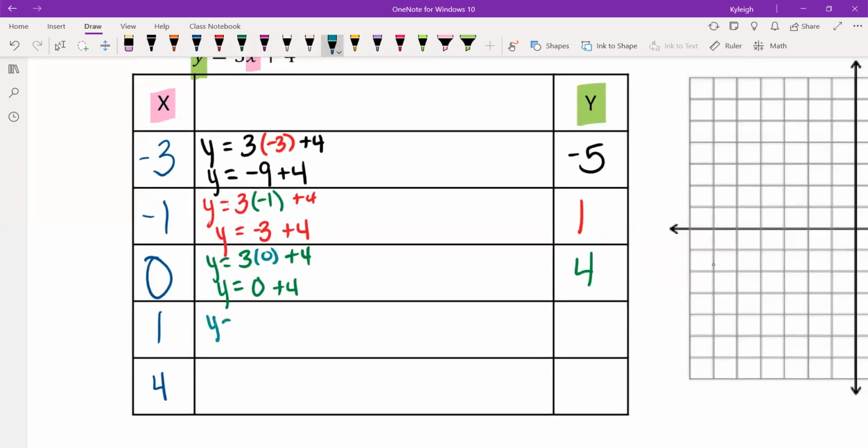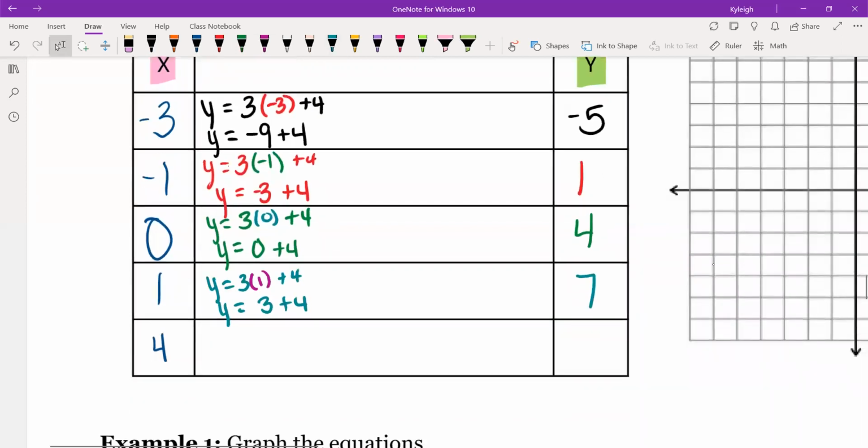Now we're going to plug in 1. 3 times 1 is 3. 3 plus 4 is 7. Last one, we have 3 times 4 plus 4. 3 times 4 is 12. 12 plus 4 is 16. So I said that our graph only goes up to 7. So this one won't fit on the graph. So we're going to ignore that.